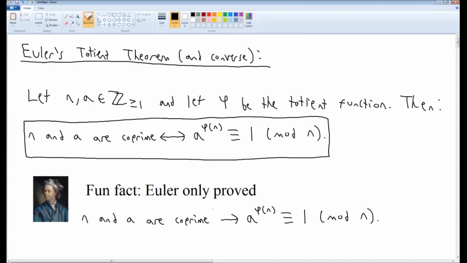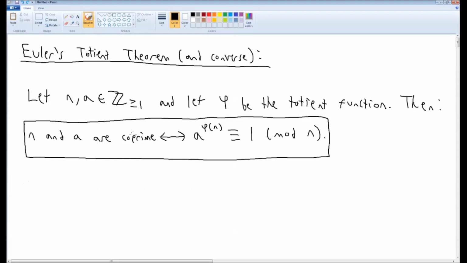Now, fun fact, Euler only proved the forwards direction of this theorem, but it's actually an if and only if. So today we're even going to prove a stronger statement. But first, I've got to explain a few things.